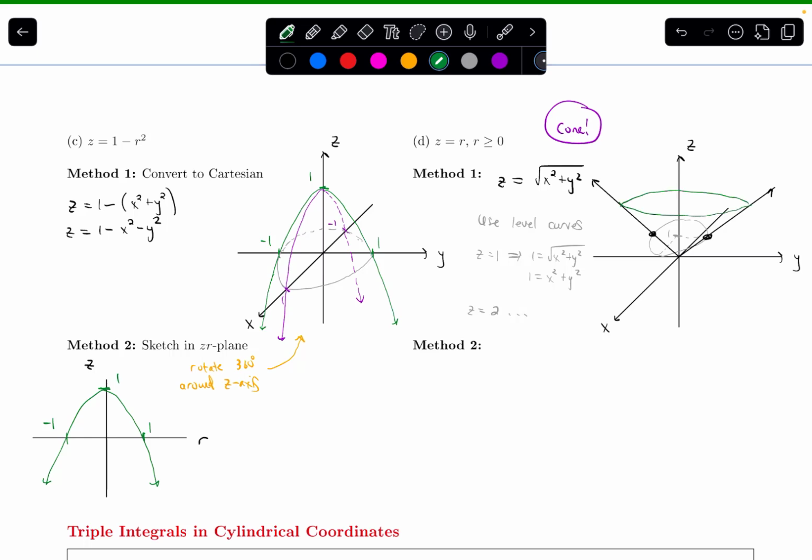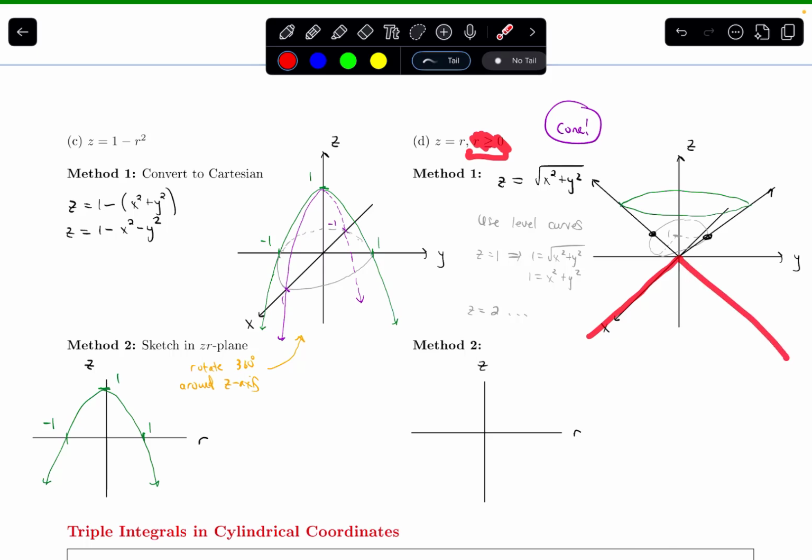Okay, so nice. Another way I could graph this, because there's no theta in this equation, is I could go to my RZ axis. So I can draw my R axis and my Z axis. One other comment I want to make is, what does R greater than or equal to 0 mean? If I didn't have this, the cone would also extend downwards, because R could be negative. But because R can't be negative, Z cannot be negative. It's just the top half.